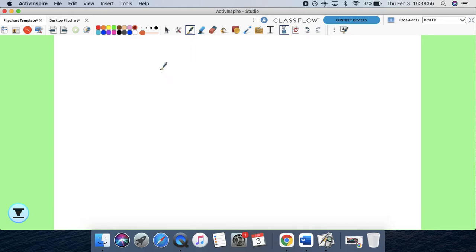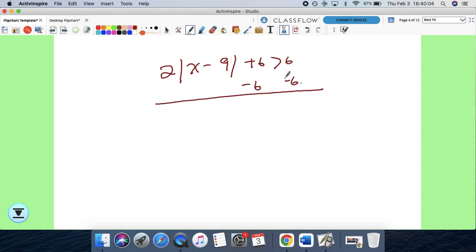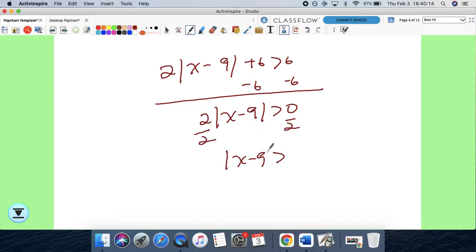Ooh, 17: 2x minus 9 plus 6. All right, so minus 6 on both sides. So let's get rid of the constant here. So we are left with 2 times absolute value of x minus 9 greater than 0. Divide by 2, divide by 2. Absolute value of x minus 9 greater than 0.